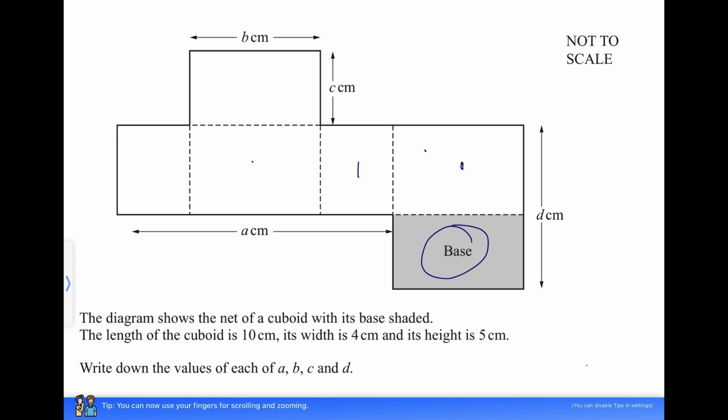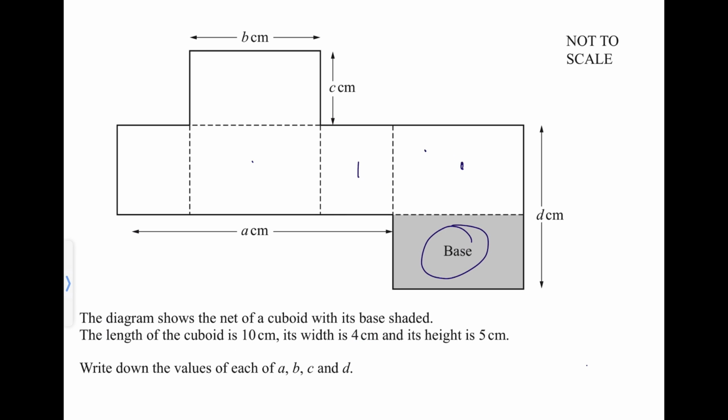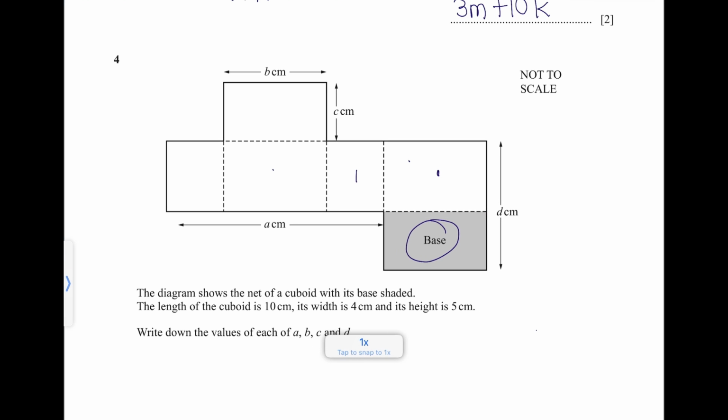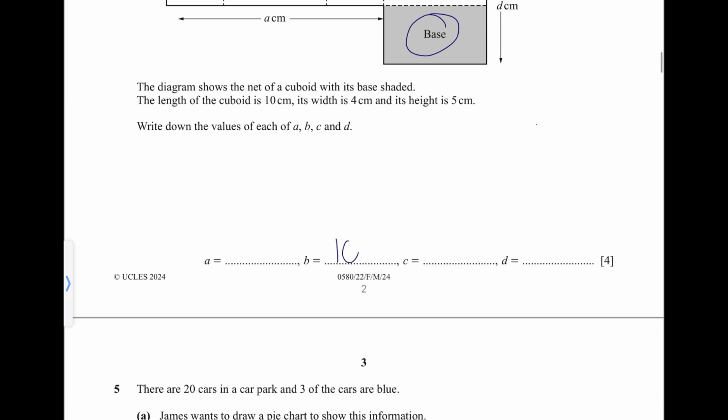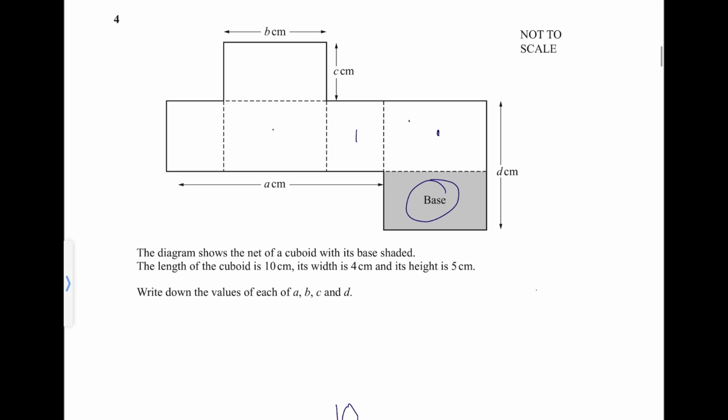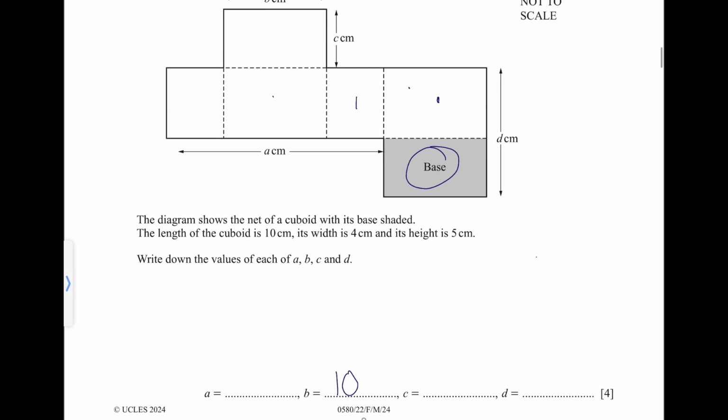So now we have to find the values, first for B. B is the length of the lid of the cover. The length is given, which should be 10 centimeters. So B is 10 centimeters. Then C is the width. The width should be 4 centimeters, since that's the width of the box.